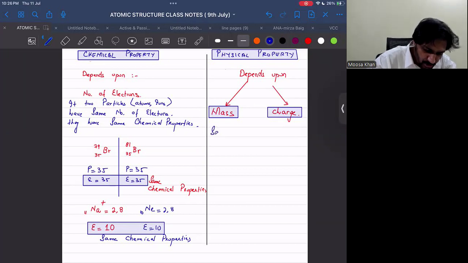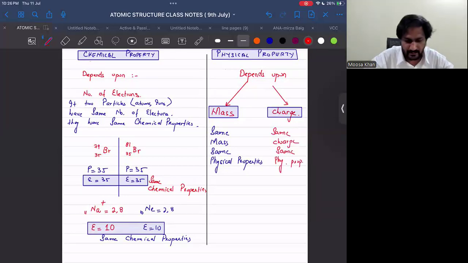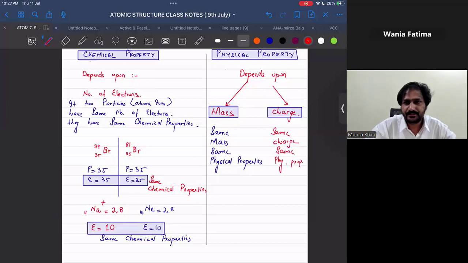अगर किसी दो चीजों का सेम मास है, it means they have same physical properties. If they have same charge, it means they have same physical properties. So both must be same. दोनों का सेम होना जरूरी है.